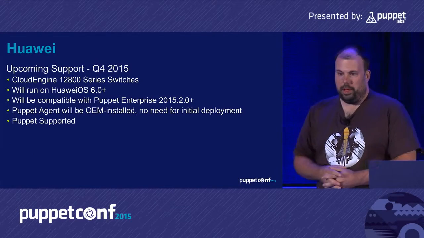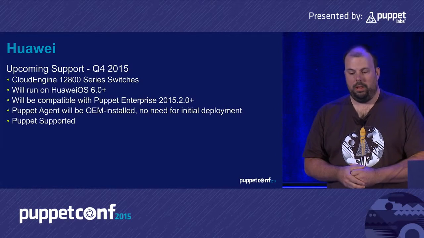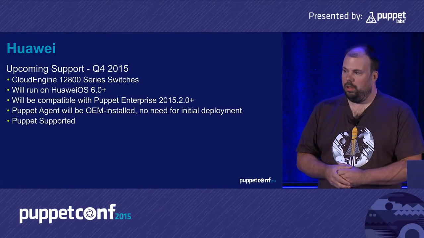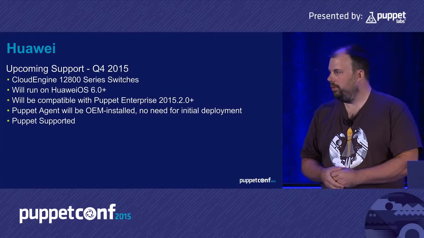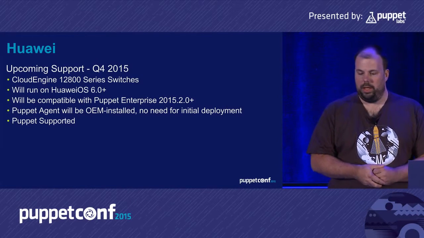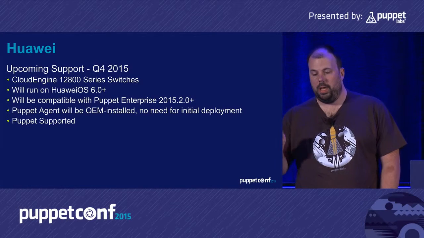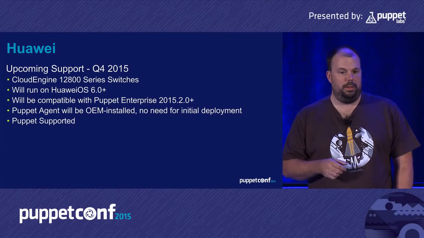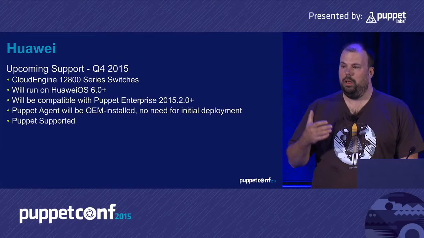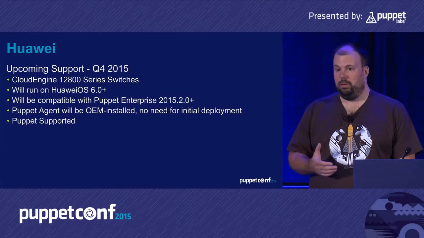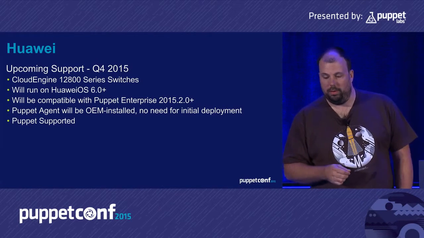And with Huawei, we've got some work that's in progress right now, and it should be due for release by the end of this year. And this is on their Cloud Engine 12800 series switches, and it will run on Huawei OS 6.0. And this will also be compatible with Puppet Enterprise 2015.2 and later. And the interesting thing about this is our work with Huawei, they're actually going to be shipping the Puppet agent on their switches from the factory. So it'll remove one more step that you have to go through when initially deploying the Puppet agent to these switches.